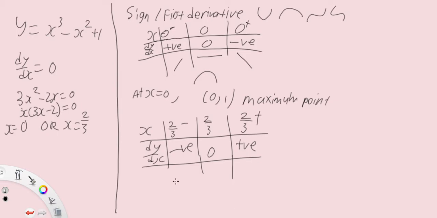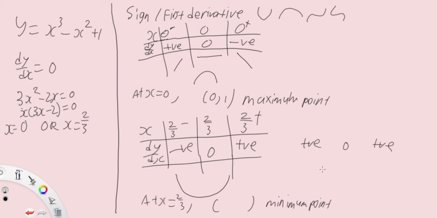As such, what do you get? We get a U-shaped graph, right? And therefore, at x equals 2 over 3, whatever the point is, I'm not really in the mood of calculating, it is a minimum point. If, let's say, it ends up being positive, 0, positive, it's a stationary point of inflection. If it's negative, 0, negative, it's also a stationary point of inflection. And this is the first derivative test.